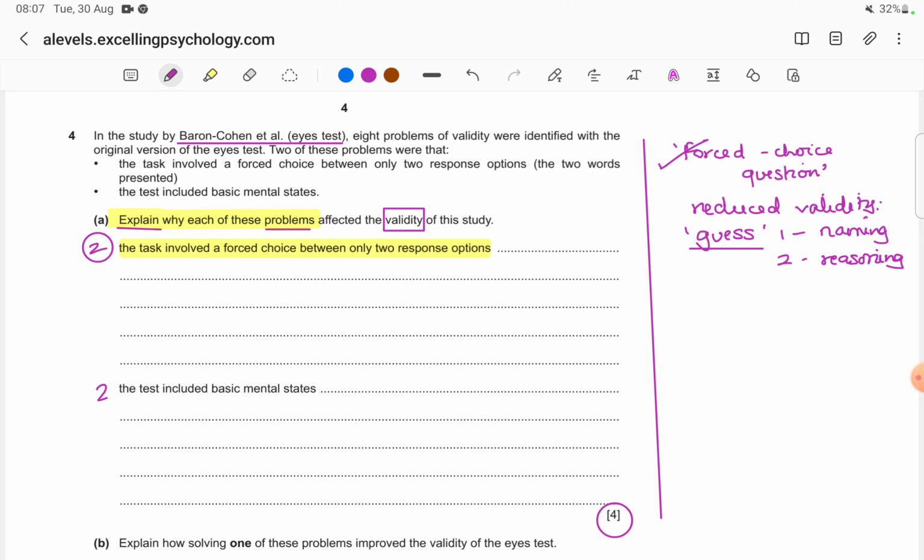Okay, so now I'll focus on guessing. What happens is, if there are only two response options to a question, say there's a question and the response options are A and B, by guessing alone, what are the chances that you'll be correct?